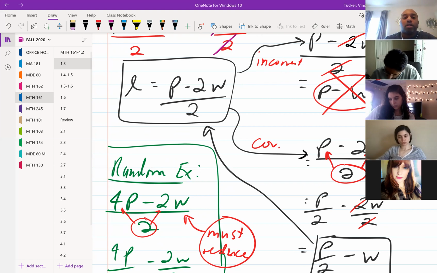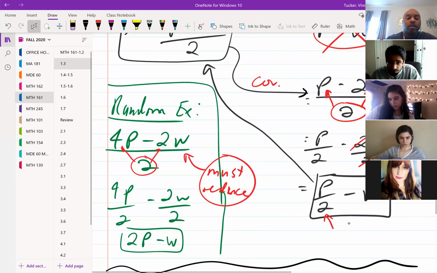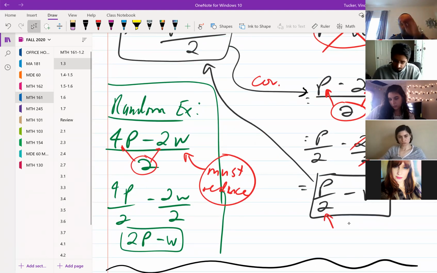All right. So now what is mandatory though, if you go over here to my green box, that's just a random example. This has nothing to do with the previous problem, but I want to show you when you do have to reduce. So notice that in our last problem, there was still a 2 left in that denominator. Whenever you have a denominator that's not going to fully divide into each term, you don't have to go any further.